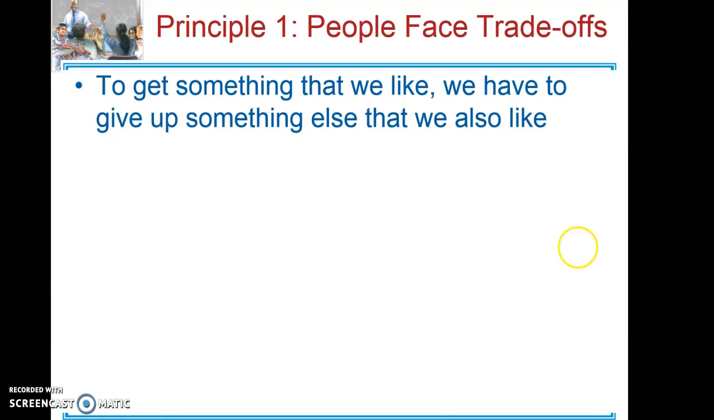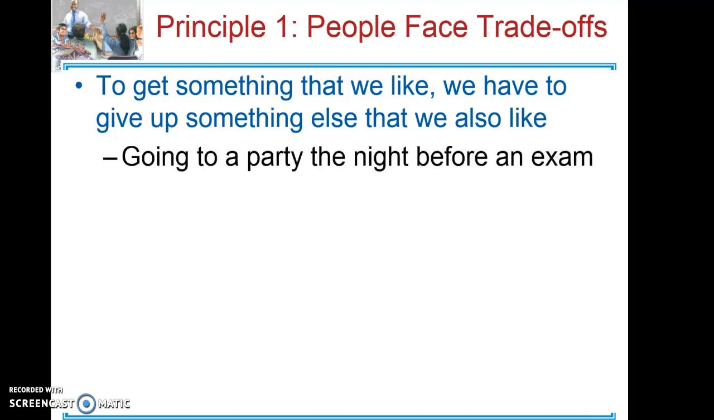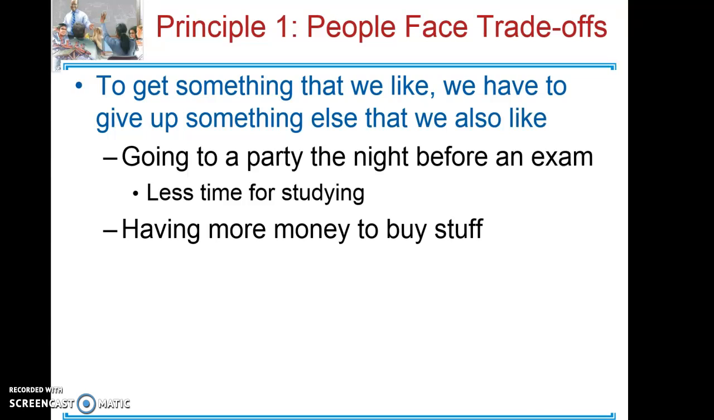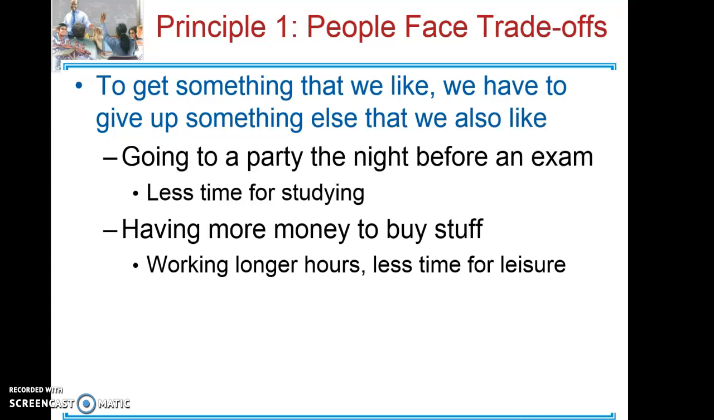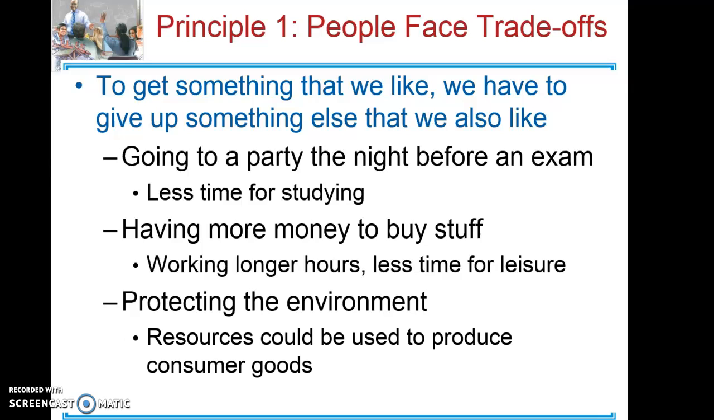Principle 1, people face trade-offs. To get something that we like, we have to give up something else that we also like. So if you go to a party or a movie the night before an exam, that gives you less time for studying. Having more money to buy stuff means working longer hours, which gives you less time for leisure. Protecting the environment means resources could otherwise be used to produce consumer goods.